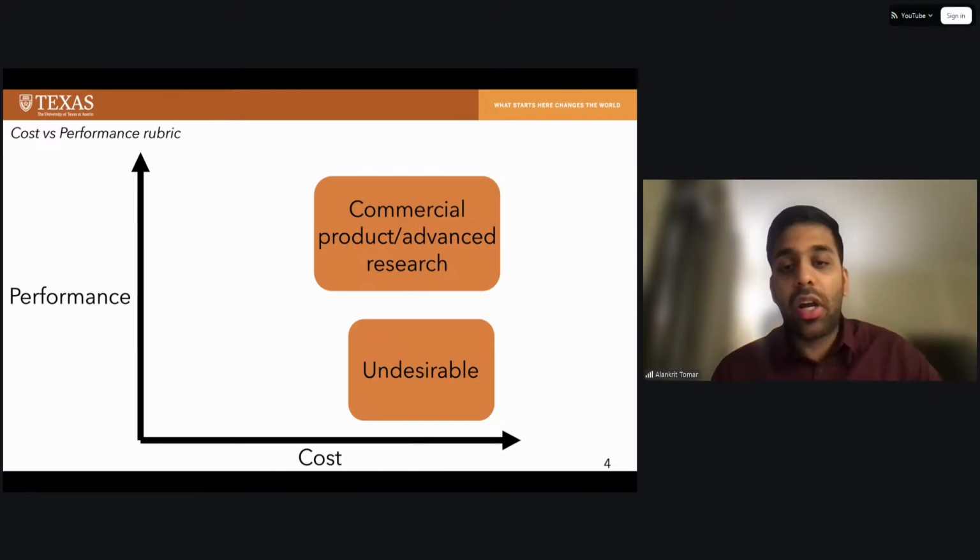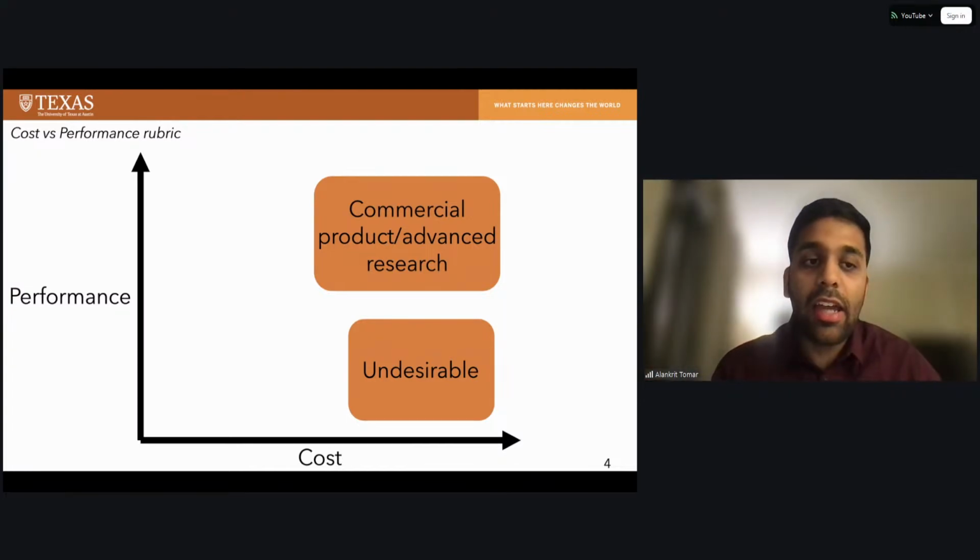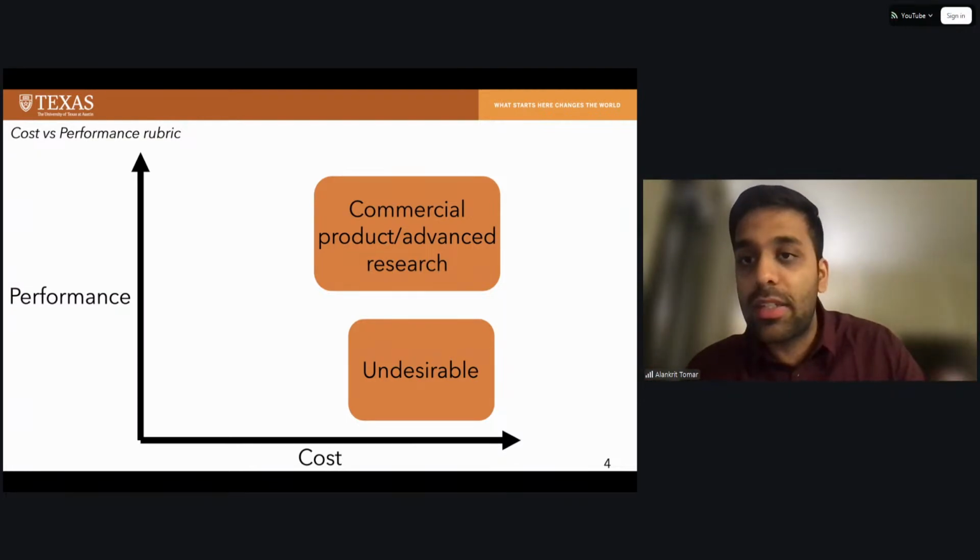So I have a graph here which shows on the x-axis the cost of any device, and on the y-axis is performance.